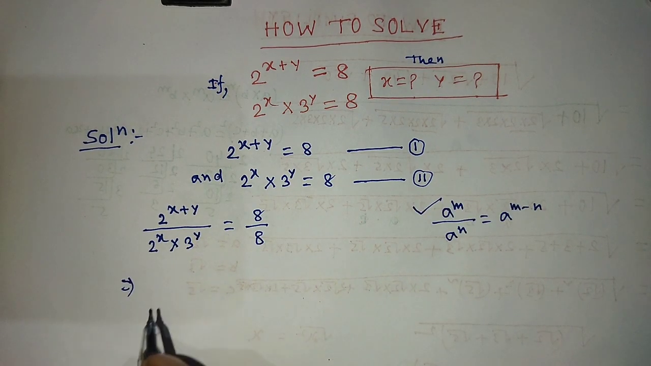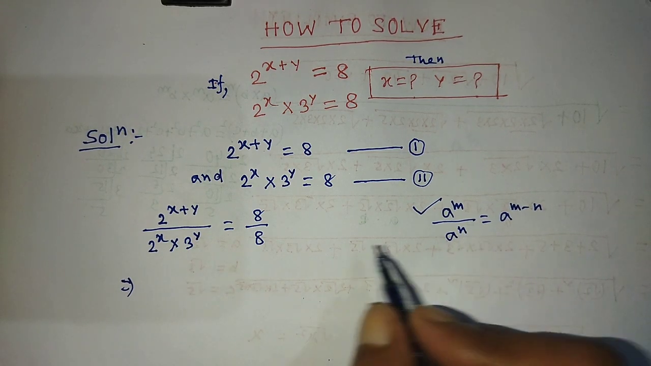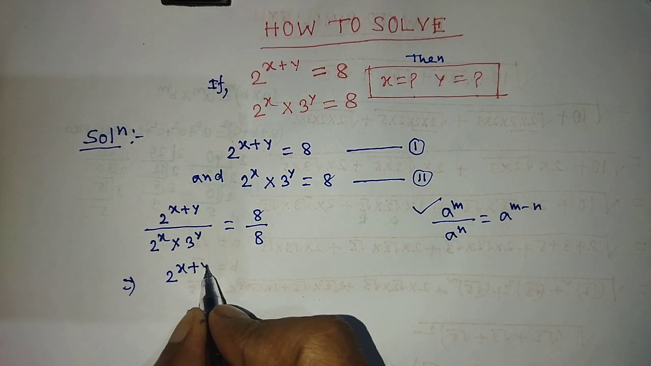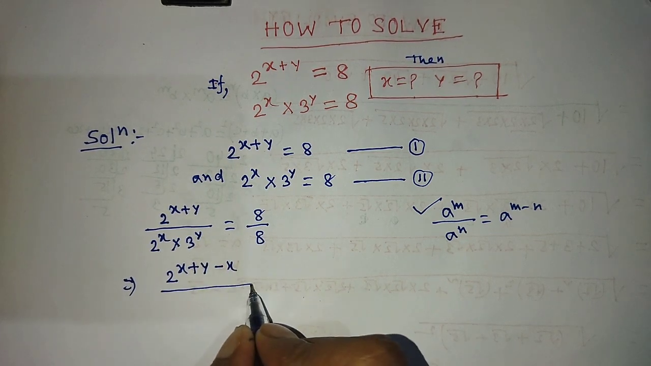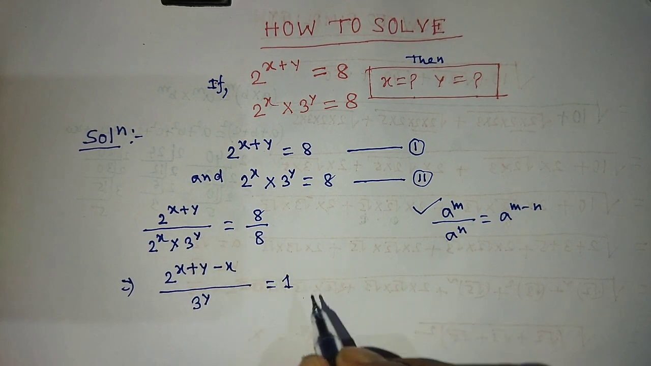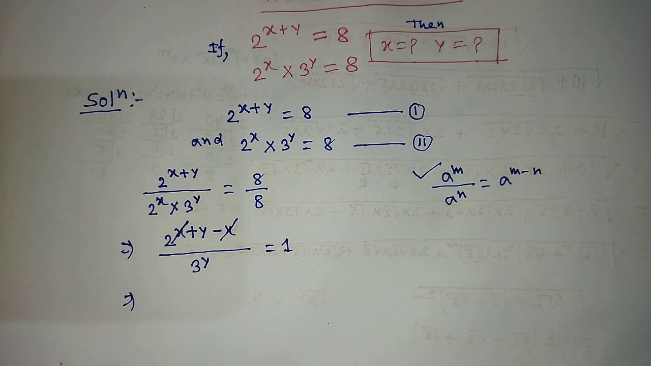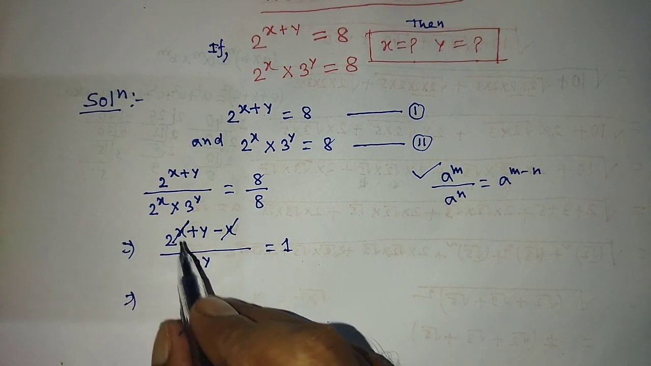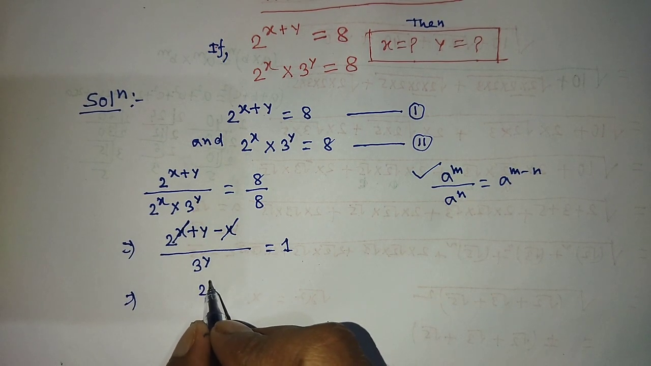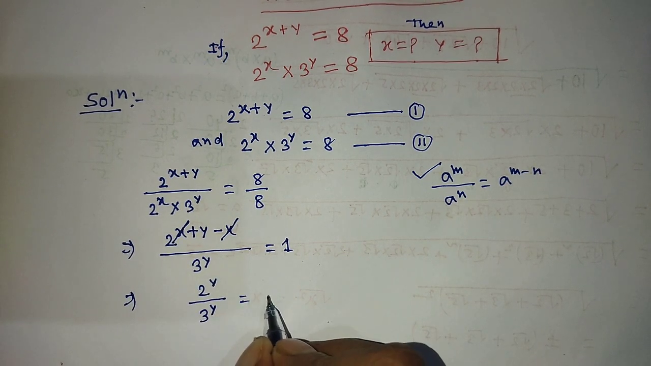Okay student. So student, to simplify LHS of this equation, we have to apply this formula. After applying this formula, we have to write on the left hand side 2 to the power x plus y minus x over 3 to the power y is equal to 1. 8 divided by 8, that means we have to write in here 1. Okay student. So student, minus x, we have to cancel minus x and plus x. So we have to write on the left hand side 2 to the power y over 3 to the power y is equal to 1.